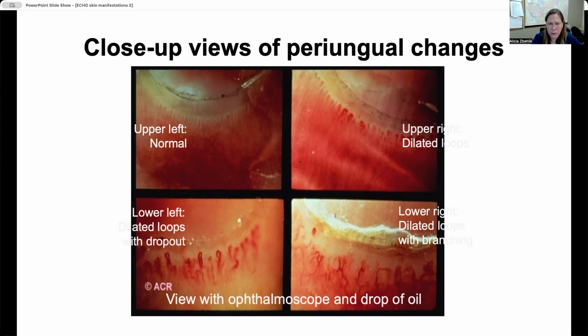And then on the right side, the upper right, you start to see those dilations, and they can get quite disorganized. And then over time, you also get dropout. So there are even gaps between the dilated vessels. And then you get some kind of regrowth in these branching vessels when you're looking with magnification.